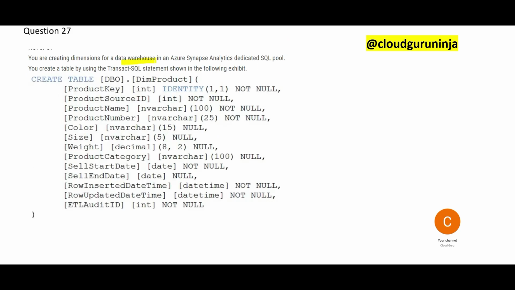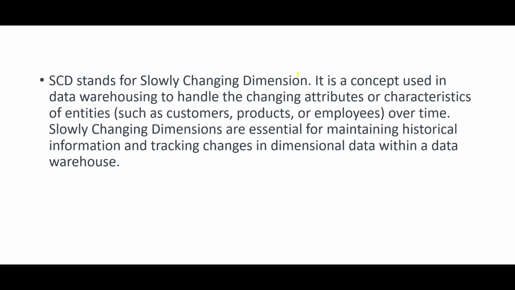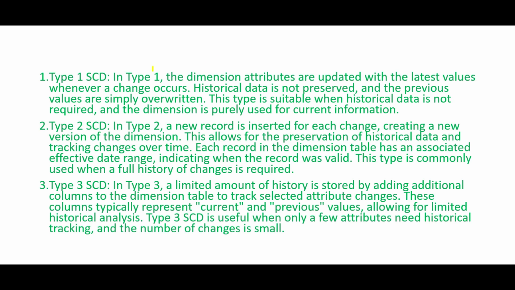You are creating dimensions, and this is again a Synapse question. You have this syntax. You are creating this dim product table. So this is SCD, but which form of SCD? That is the question. What is SCD? SCD is slowly changing dimension. If you have customer tables, product tables, or employee tables, and if it changes over time, that means a customer changes their address from one place to another over time, then that is also an example of SCD. These are the different types: type 1, type 2, type 3.